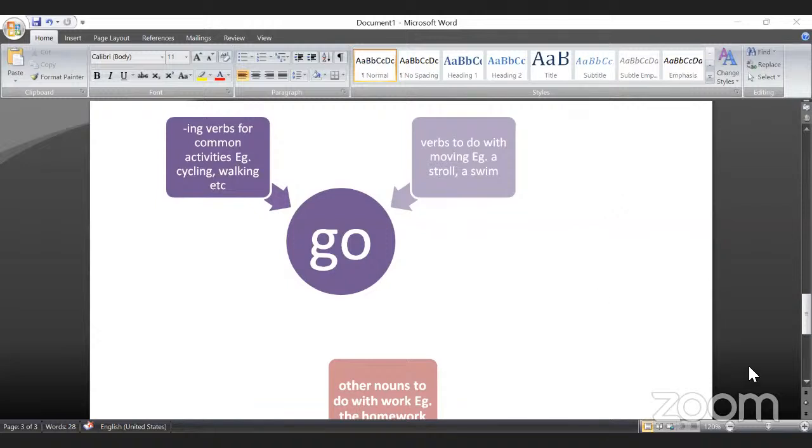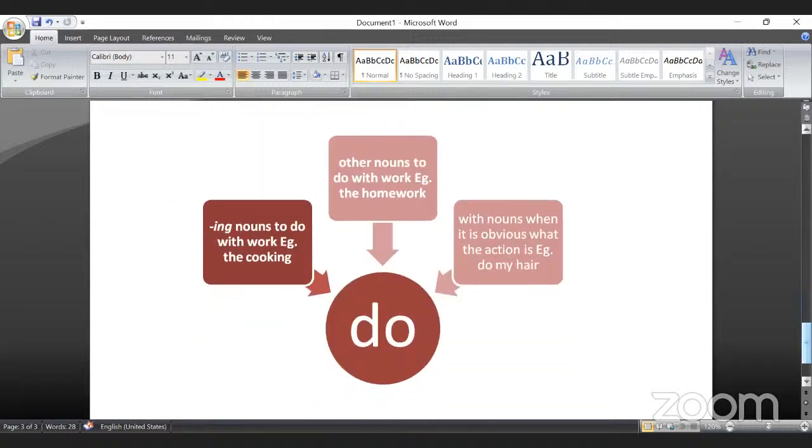So this combination is also possible with the delexicalized verb go. Okay. Now, but remember, the major category associated with go is always the first one, the ing verbs for common activities. That is where you're going to have this huge list of combinations. That one is the main category. The other one, yes, can be treated as a subcategory, but not that prominent. The last one you have here is do. Okay, now this do is also something that can have a huge list.